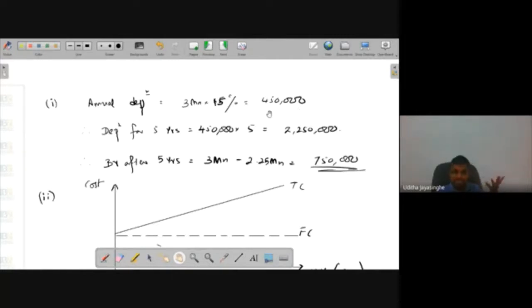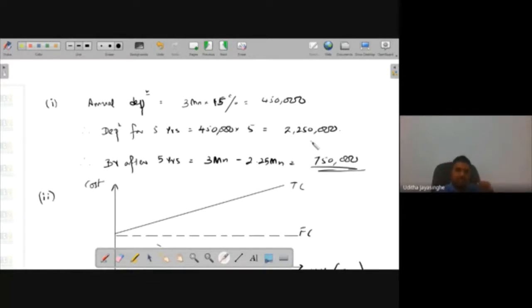So since it is on a straight line method, you can easily multiply that by the number of years to get the total depreciation after 5 years. Yep. So this 450,000, you multiply that by 5, you're going to get the total depreciation of 2.25 million for a total of 5 years.